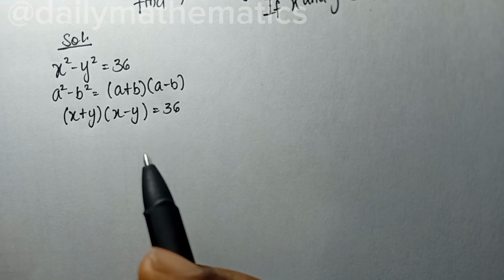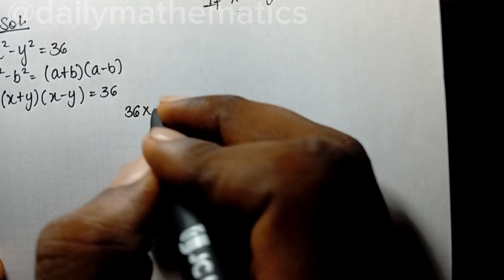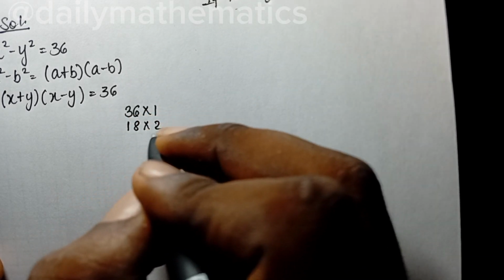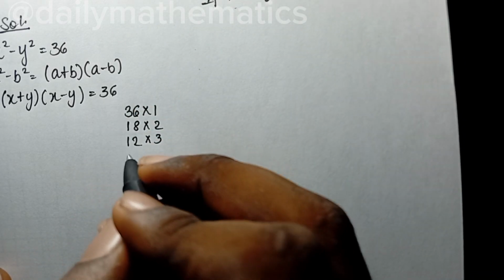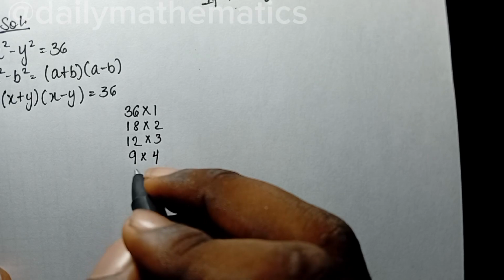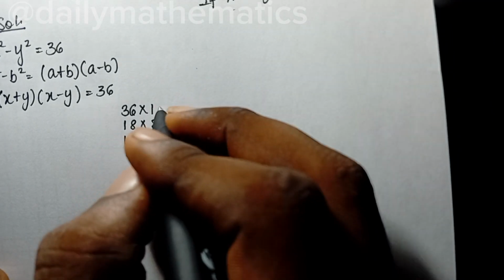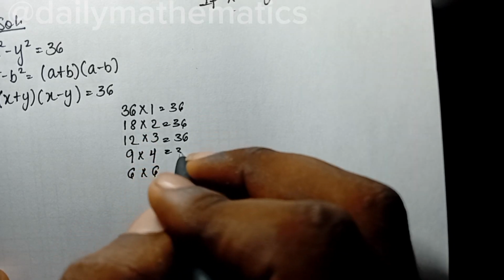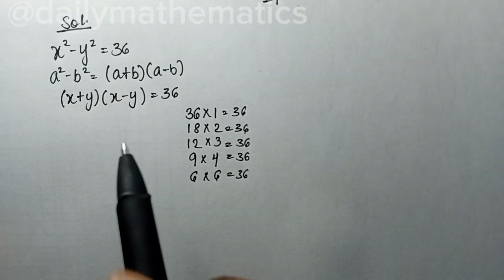But what's 36? We have different factors of 36. We have 36 multiplied by 1, 18 multiplied by 2, 12 multiplied by 3, 9 multiplied by 4, 6 multiplied by 6, and so on. All these equal 36.